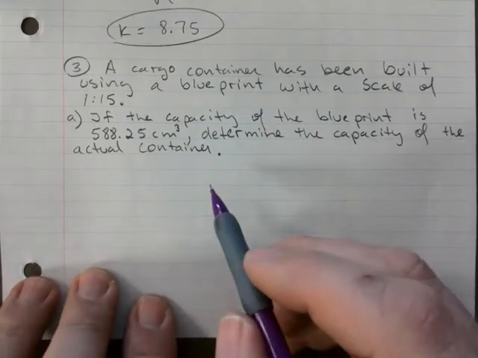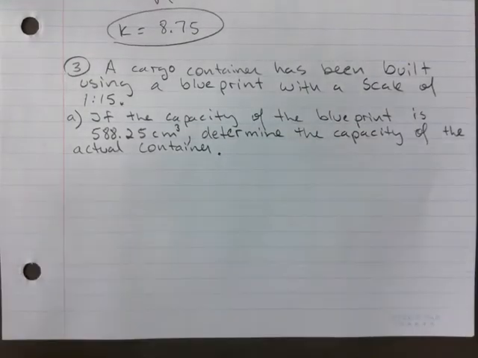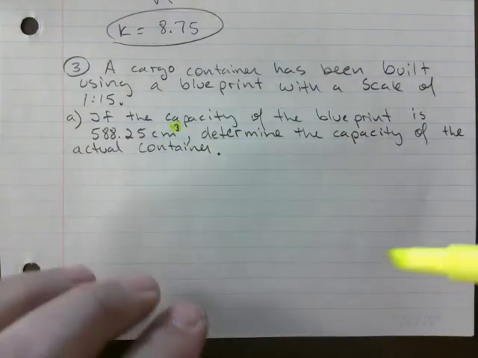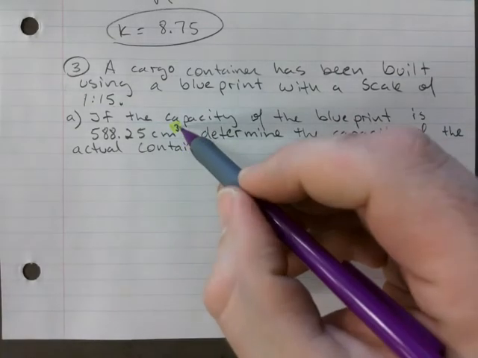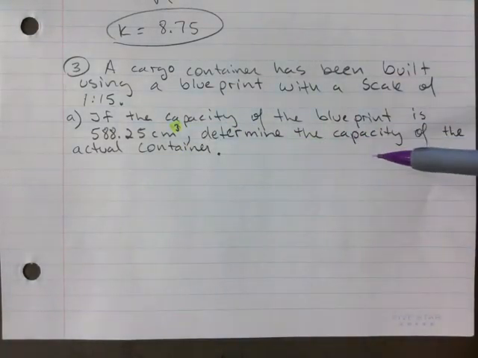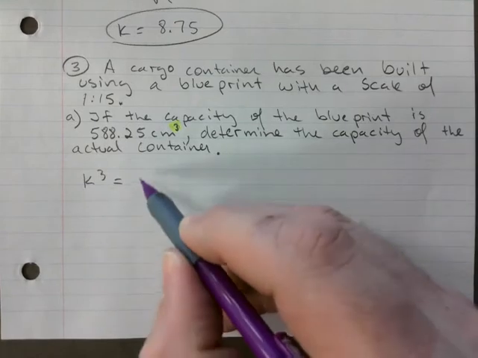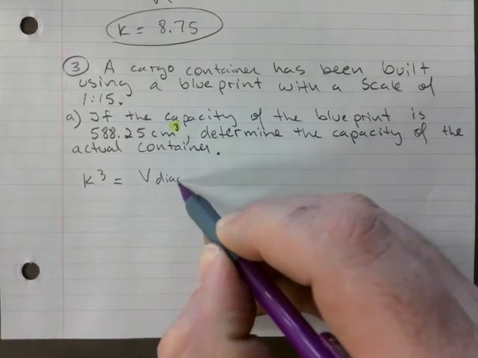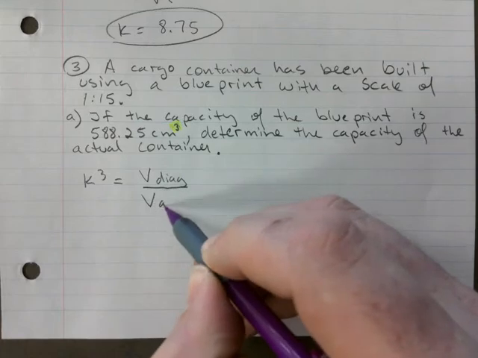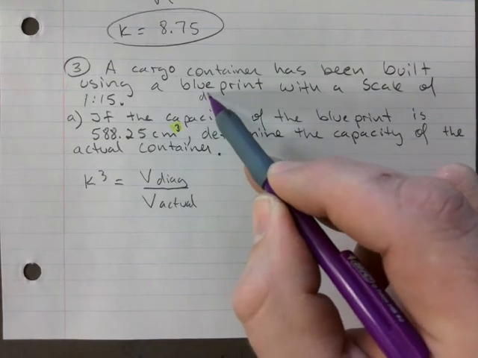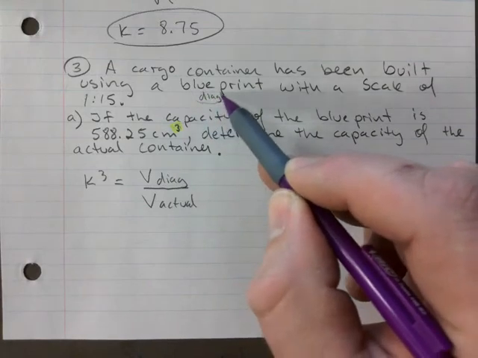Let's try this one here. I'm going to highlight the cubes. Okay, there's that. And so because of that, and just think capacity is just a hollow object has a capacity. Solid would just be volume, but it's the same thing. Okay, so we're going to go K cubed is volume, I'm going to use diagram, over volume of actual, because we're talking blueprint. Blueprint to me is a diagram. Okay, so just keep that in mind.